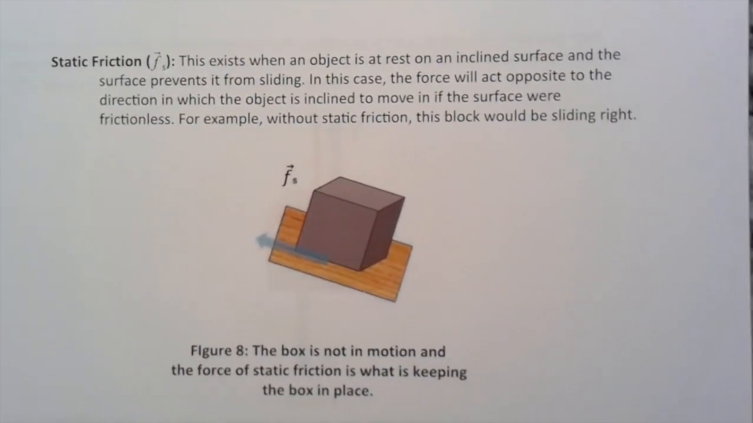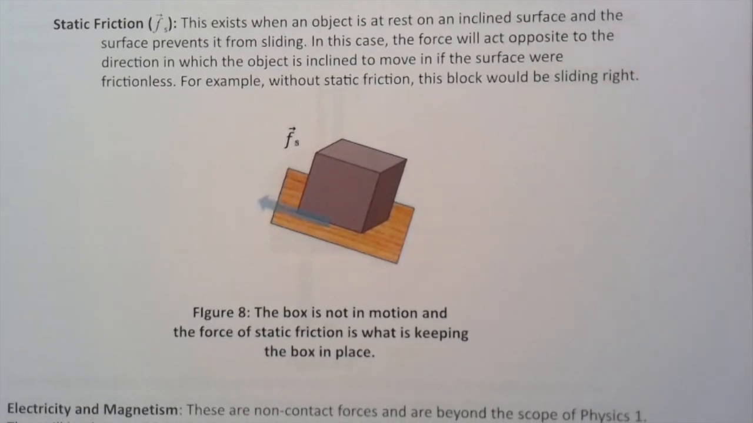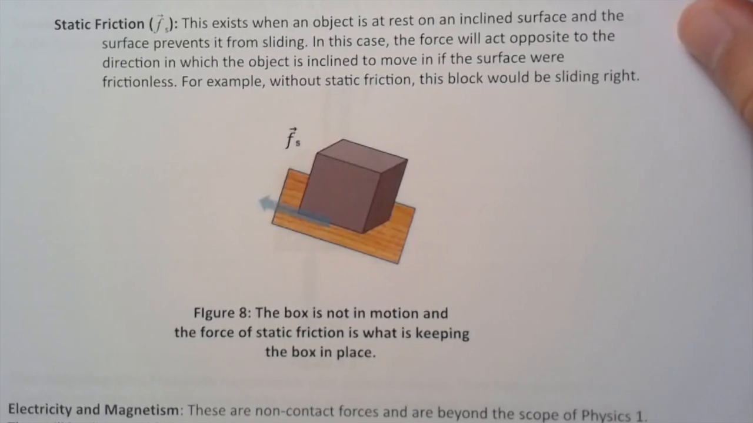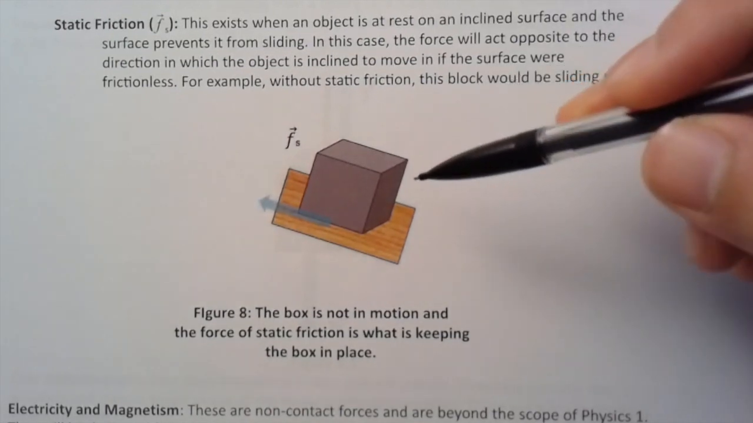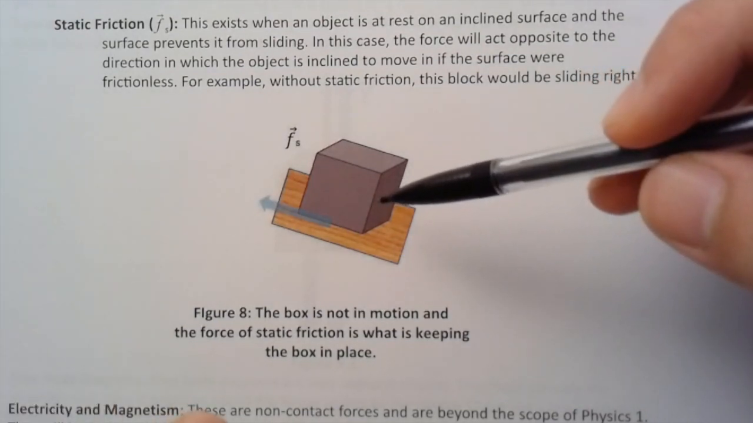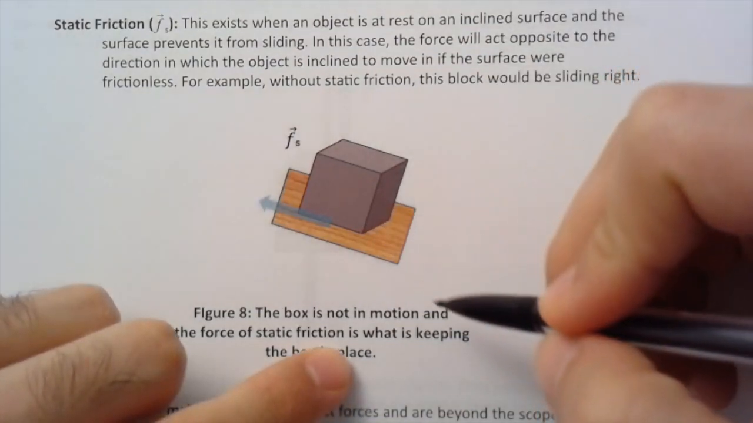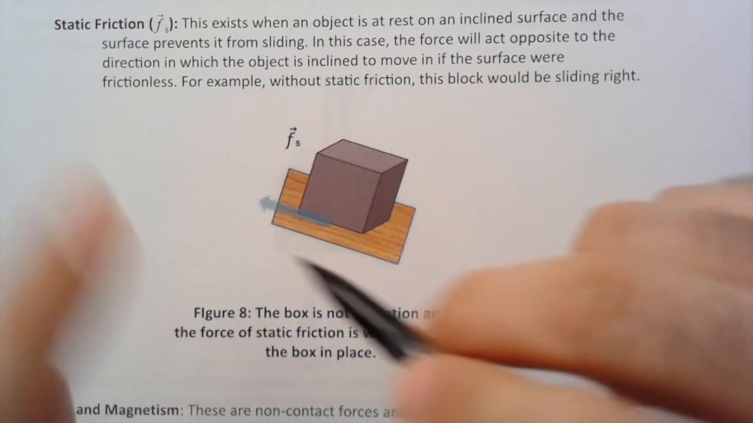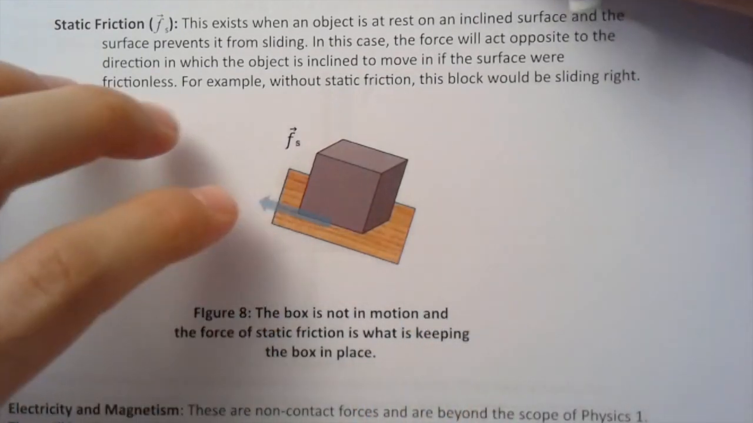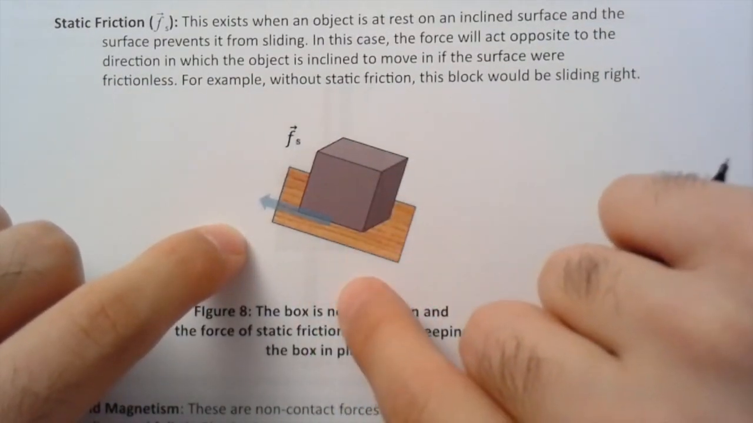And then we have static friction. As the name might suggest, this is the force that acts on an object when it's stationary. For example, if I have a box that's sitting on a tilted table, and the box isn't moving, something has to be keeping it there, because gravity wants to constantly pull this box down. So a force has to be counteracting it, and it would be the force of static friction. And we're going to be going into more details about static and kinetic friction later on.